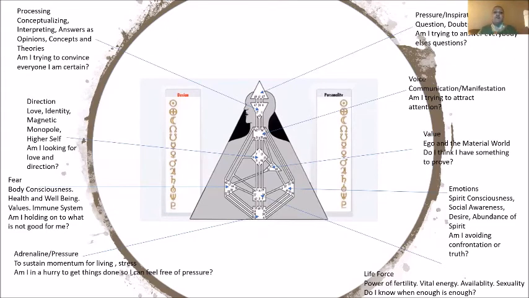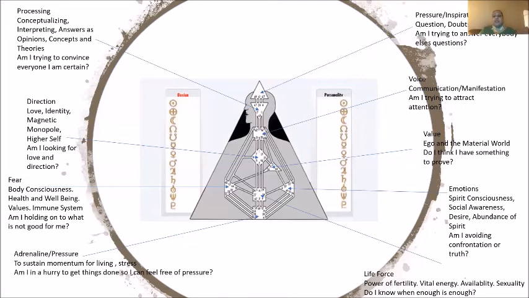Next, we have the self, which is your direction in life, your love, your identity. It also carries your magnetic monopole and your higher self. The small triangle next to it is your will center, your ego, your material world. Only 15% of the population actually has willpower. The bottom left triangle is your spleen, and the spleen is the home of fear. And I don't even mean fear in a negative way. I mean fear in an instinctual survival of the species kind of way. It's body consciousness. It's tied to your health and your well-being, values, and the immune system.